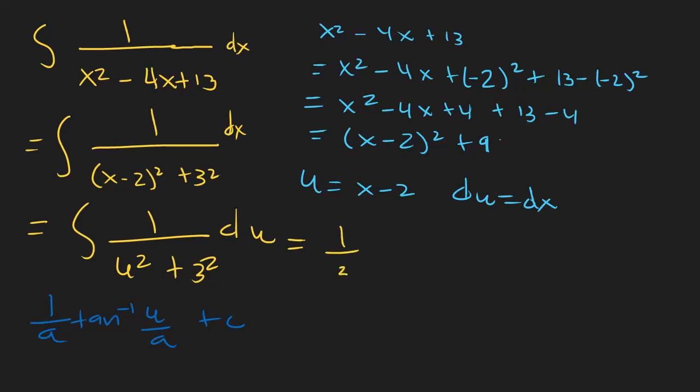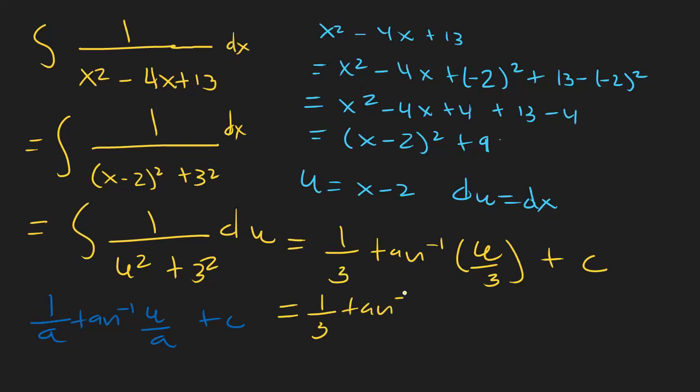Okay, so in this sense, we do have our answer, because we just need to change it back, right? So we'll go ahead and change it by using 1 over 3 tangent inverse of x minus 2 over 3 and then plus c. So this would be our solution for the integral of 1 divided by x squared minus 4x plus 13.